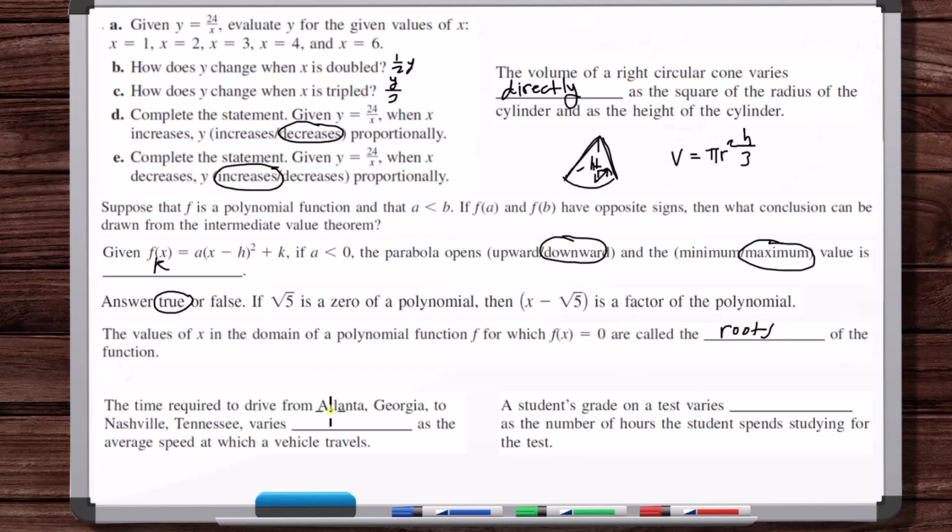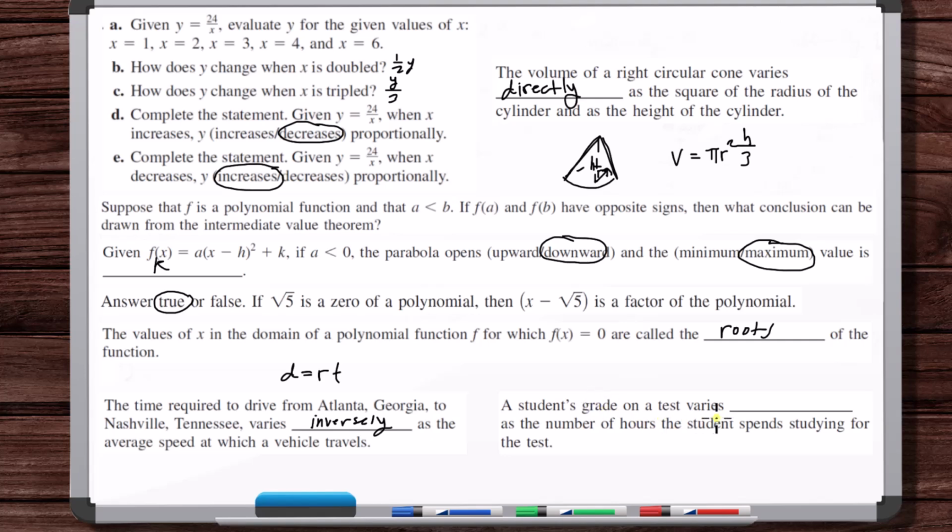The time required to drive from Atlanta, Georgia to Nashville, Tennessee varies what as the average speed at which the vehicle travels? Inversely. So as the speed increases, the time required to drive decreases, right? And they say proportional because they're just talking about distance equals rate times time. From a very simple standpoint, if you were making this drive, you're stopping and going, speeding up, slowing down, but the average rate times the time is the distance traveled.